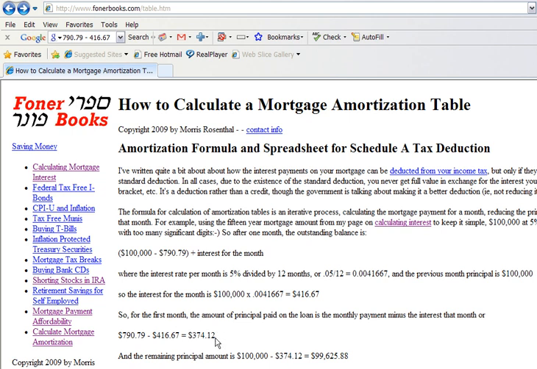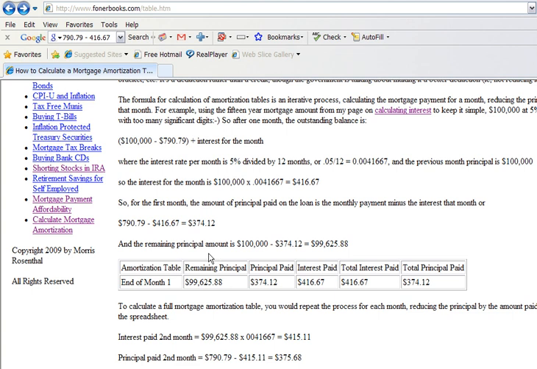Now, the big trick, if you want to call it that, this is an iterative process that you do from month to month, is how much principal is left at the end of the first month. So all you do is subtract off that amount that we already showed, the $374.12. You get $99,625.88. And therefore you build the first row of your amortization table. You have the remaining principal, the principal paid, the interest paid, the total interest paid so far, and the total principal paid so far. Some people like to start their amortization tables at the beginning of the first month. It really doesn't make a difference as long as you keep track of what you're doing.